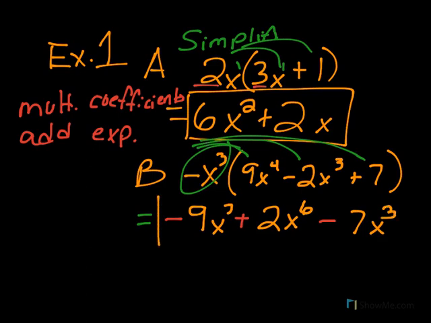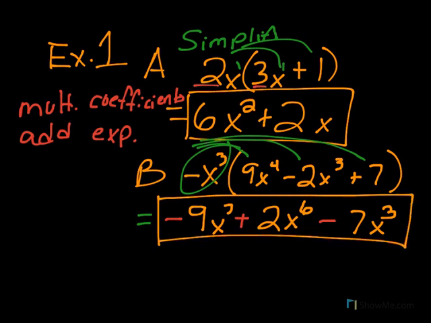So this is my new simplified polynomial. That's it. I cannot do anything else here. I cannot combine like terms because there are none. If you look at these exponents, there are different exponents. In order to combine like terms, you have to have the same variable with the same exponent. That was example 1. Let's do example 2. I told you this was going to be easy peasy.